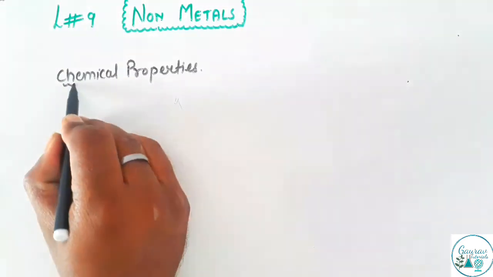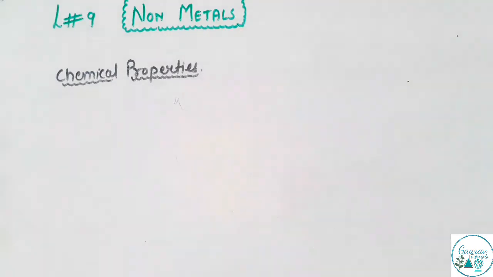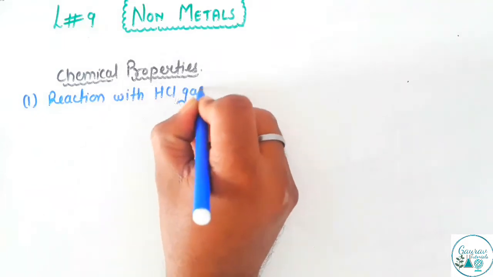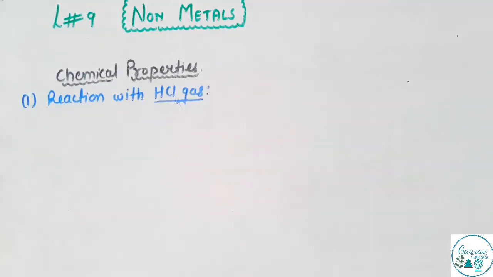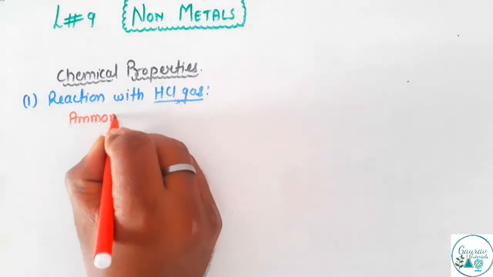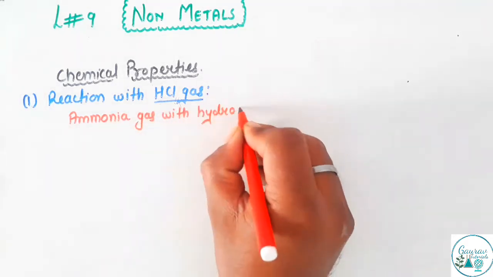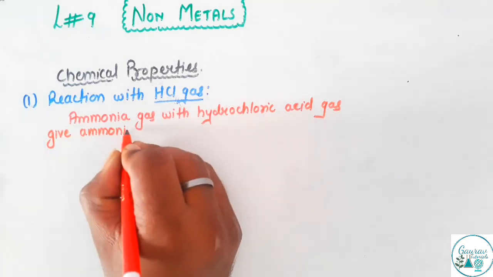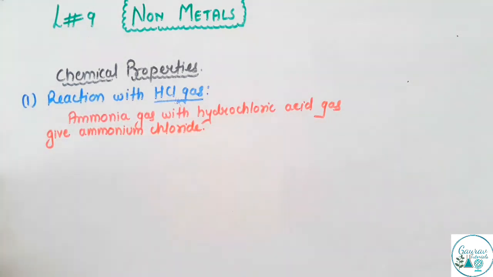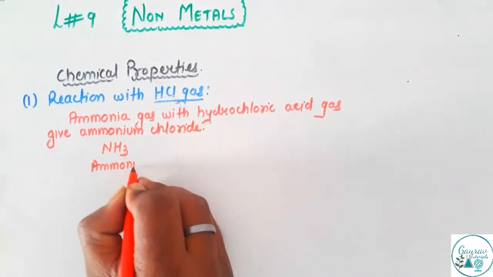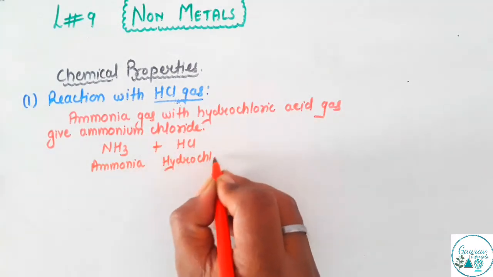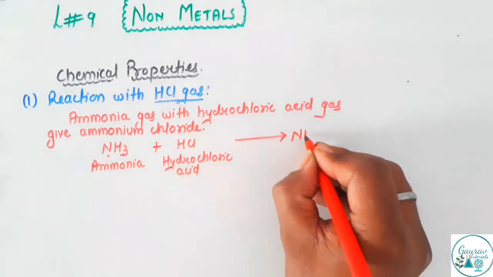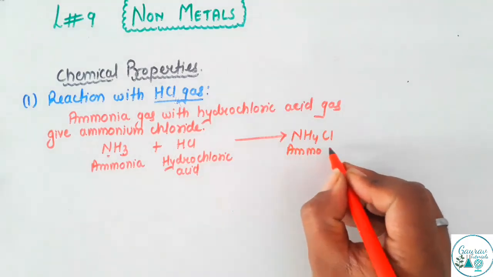Kids, let us now try to understand the chemical properties of ammonia. The very first property of ammonia is that it would react vigorously with HCl gas. HCl is hydrochloric acid. Ammonia gas with hydrogen chloride gas gives ammonium chloride. The fact to be noted here is ammonia and HCl would be in gaseous state and ammonium chloride would be in solid state. You have ammonia and HCl combining to give us NH4Cl, called ammonium chloride.